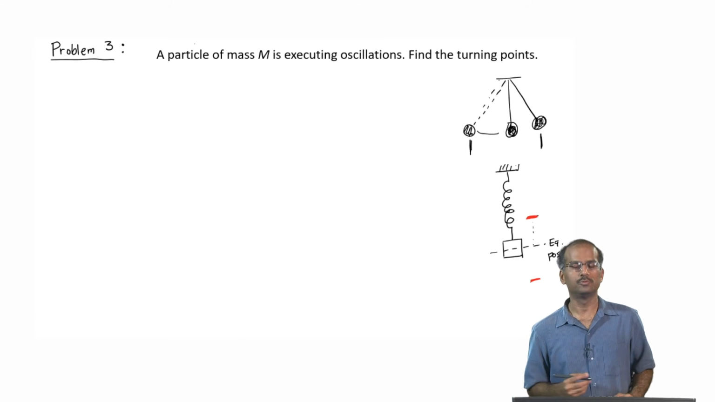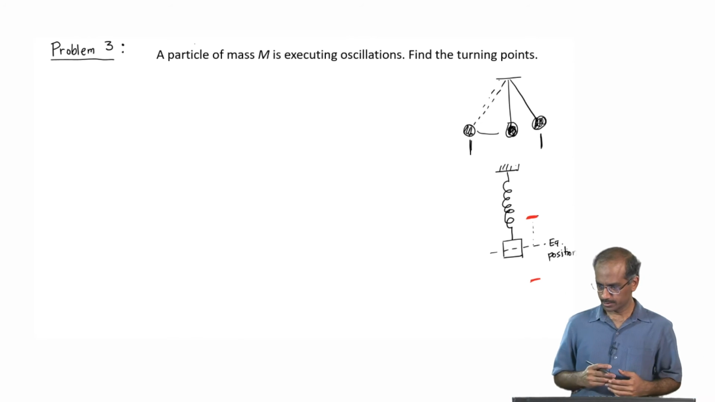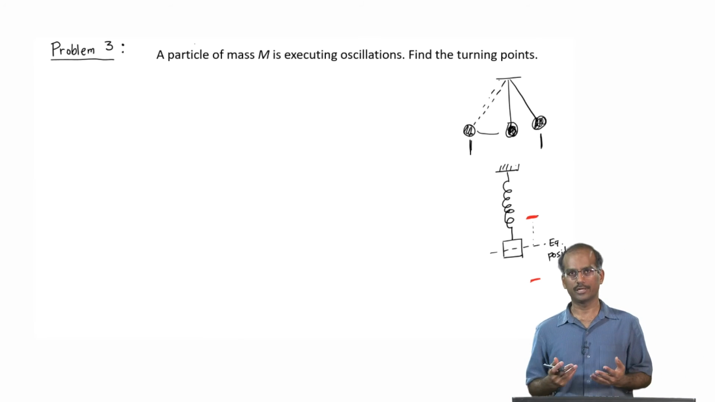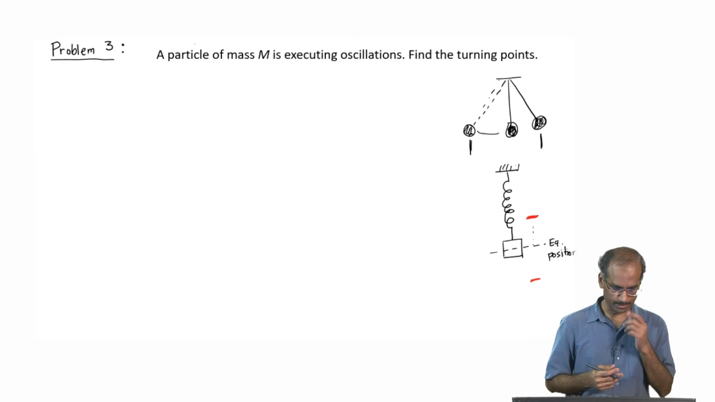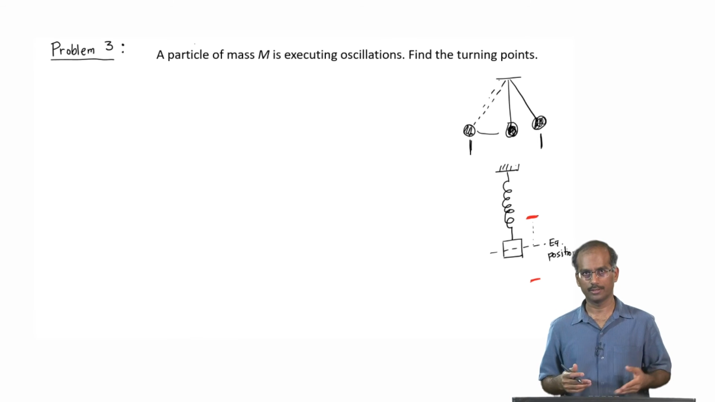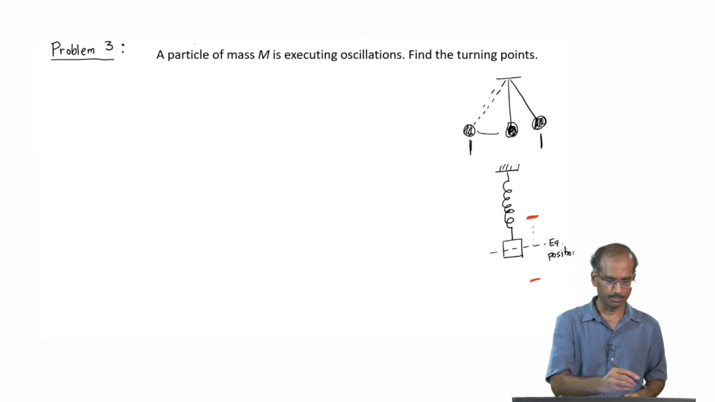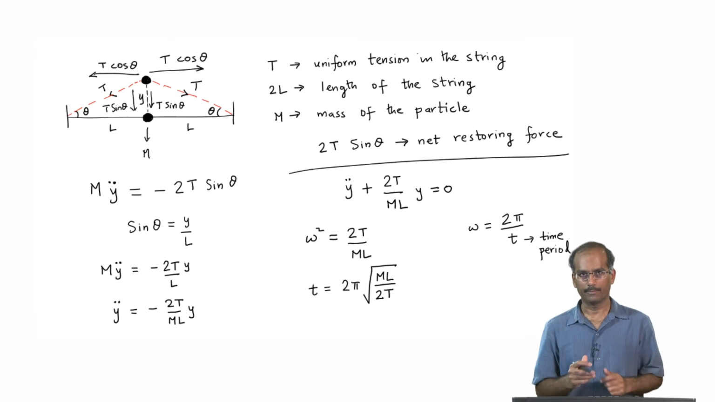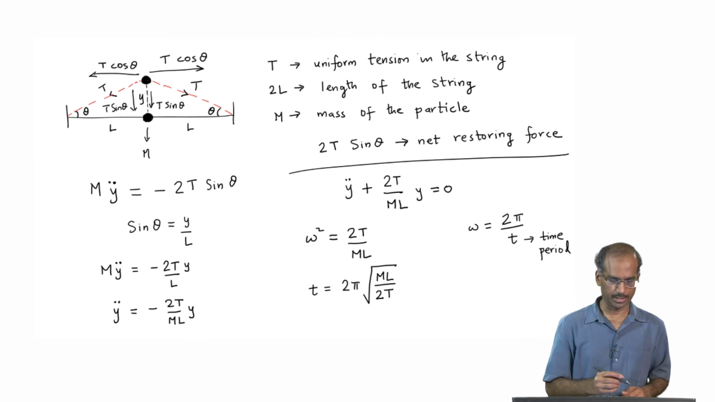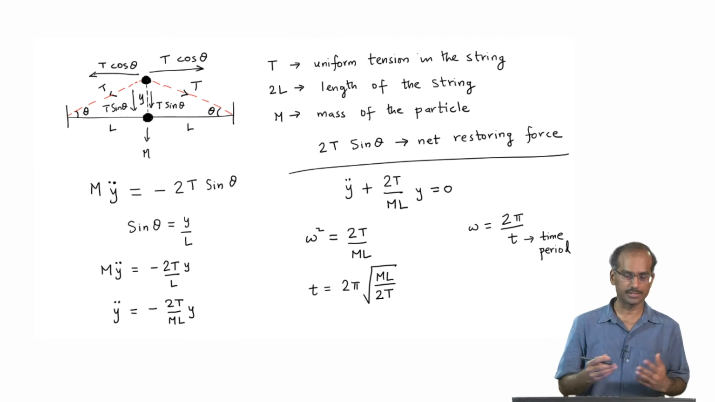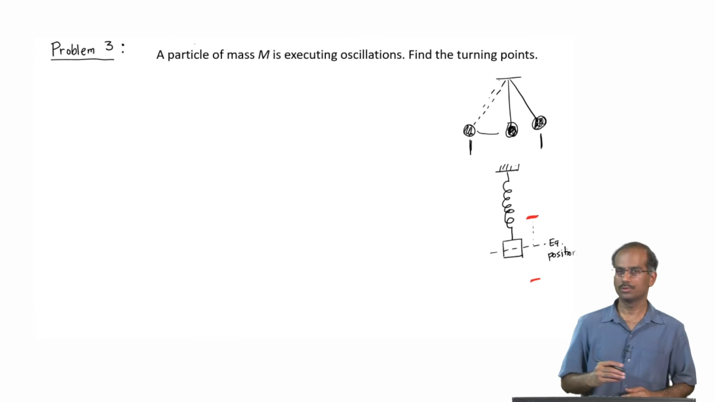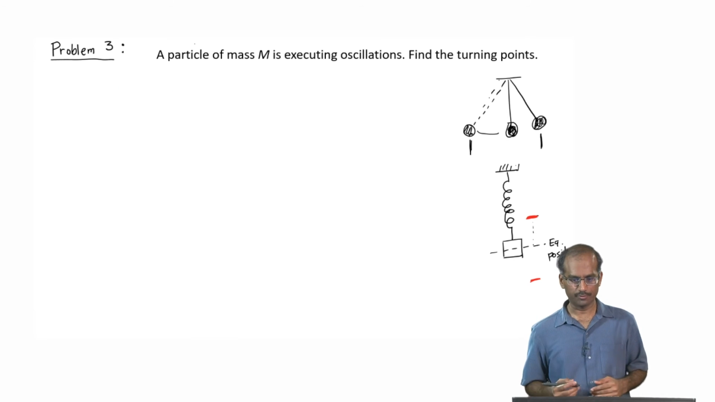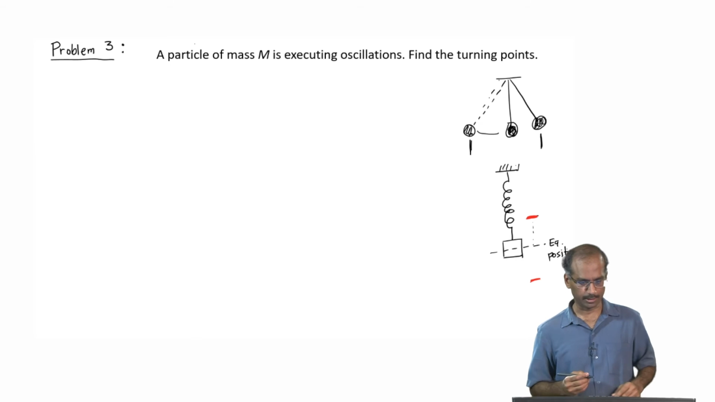So, these are the two turning points. For every such oscillating system, you can even go back and look at the two problems that we just did, both the case of liquid in a U tube and a mass tied to a string and given an oscillation. In all these cases there are two turning points. So, I would like to find the turning points.